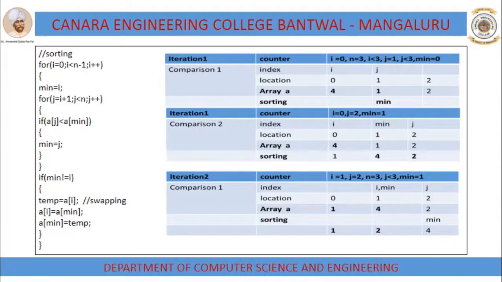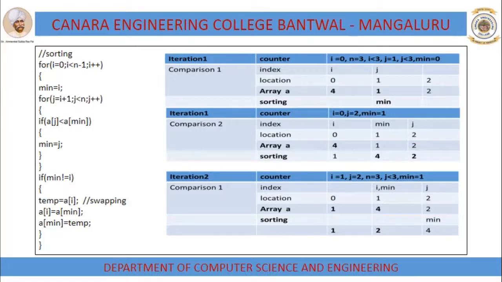J is incremented by 1. J was 2, J becomes now 3. So 3 is less than 3? The condition is false. So control will go outside this for loop, that is, it will directly come to this part.